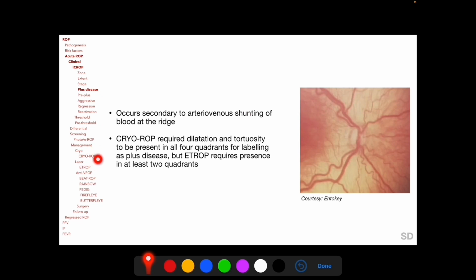The CRYO-ROP study required dilatation and tortuosity of blood vessels to be present in all four quadrants of the fundus for labeling the disease as plus, but the ETROP study required presence of this feature in at least two quadrants only to label the disease as plus.